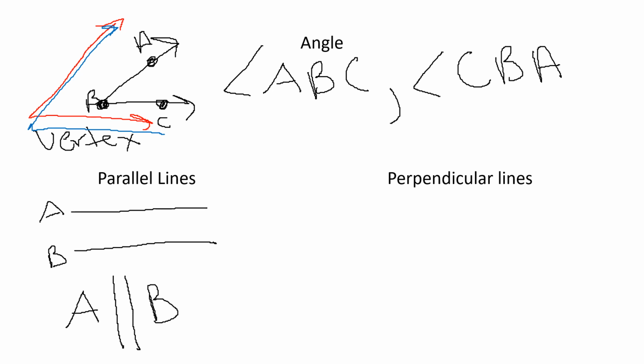And what this tells me is that line A and B are parallel. That little symbol there of the two lines means parallel. Perpendicular lines are lines that form, it's an angle really, that form a right angle. So let's call this line A, and let's call this line B.